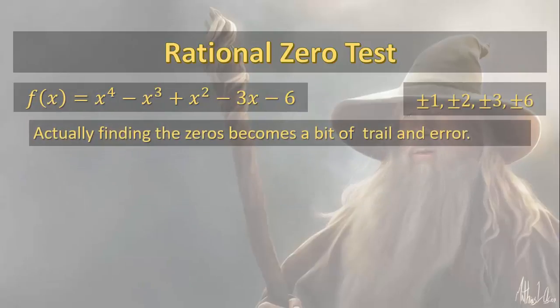Actually finding the zeros becomes a bit of trial and error. There's no other way to put it. It's trial and error. You try one, works. You try another, doesn't work. So this is how it would look.